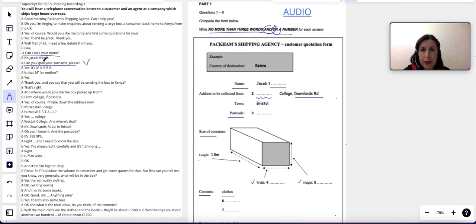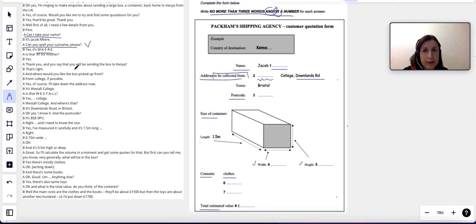Okay, so here we have the spelling option. Sometimes in some tasks, if surnames, names, or names of the streets are common and widely known, then they cannot spell it, which makes the task more challenging. So then we are waiting for this address to be collected from. The key phrase here is to be collected from.